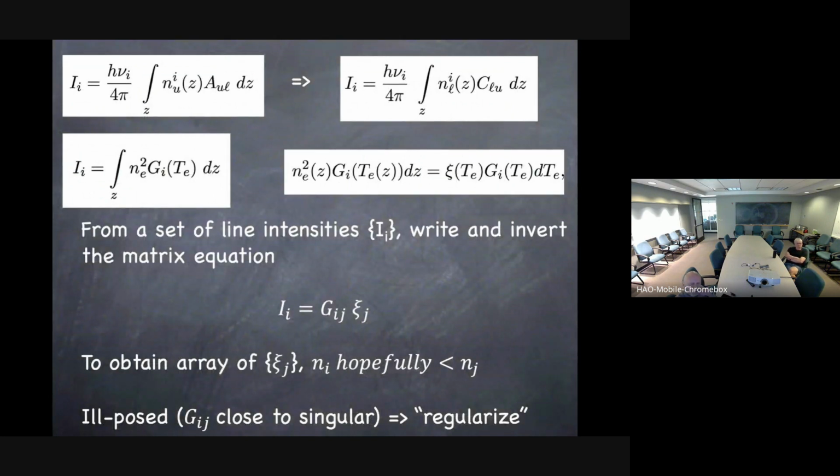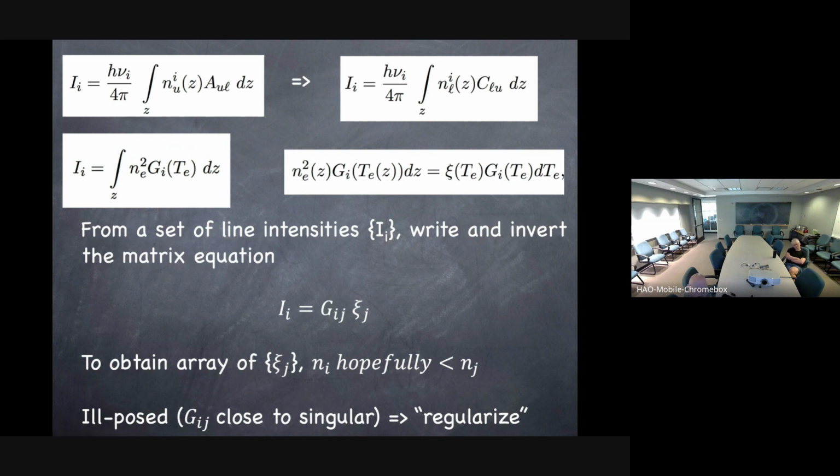And so what do we actually do with this thing? Okay, well, we write down a set of line intensities, and I'm just going to make it easier to think in terms of a matrix equation. So you discretize this thing in temperature. You have a discrete set of i's here, right? And you want to solve for this thing as a function of temperature.